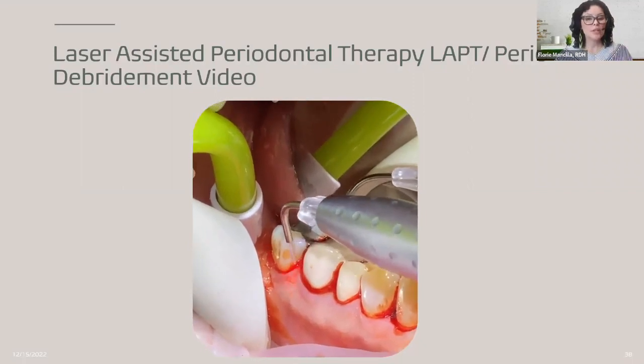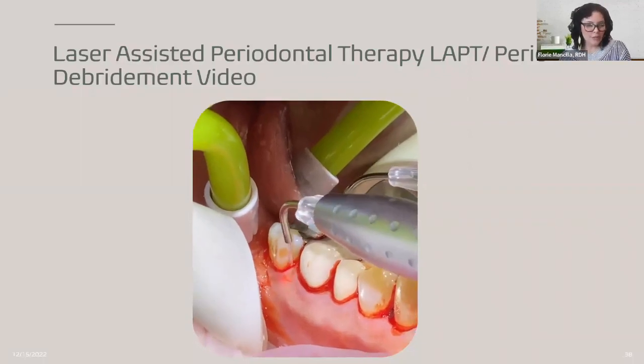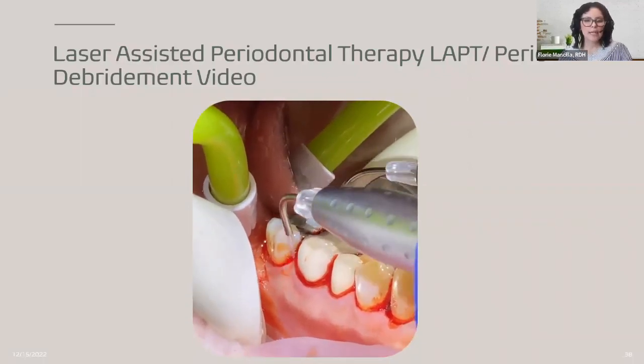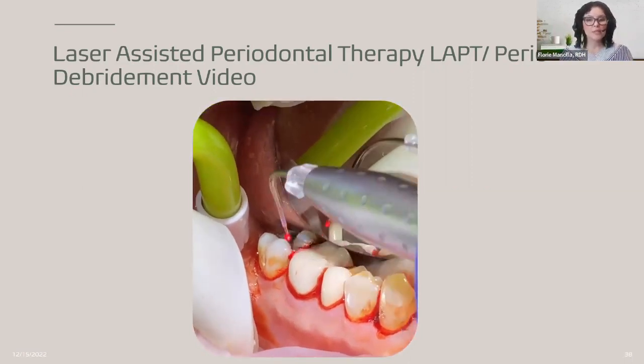And again, this procedure can be used either before or after you do your scaling and root planing. Some tissue is a little bit more fibrotic, a little bit more dense, so you might need to use the perio debridement setting to gain access to an area. Or if you have access, then you can use it post-procedurally to, again, get rid of that granulated tissue.